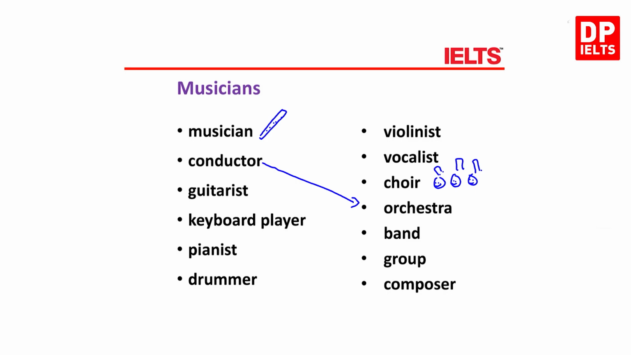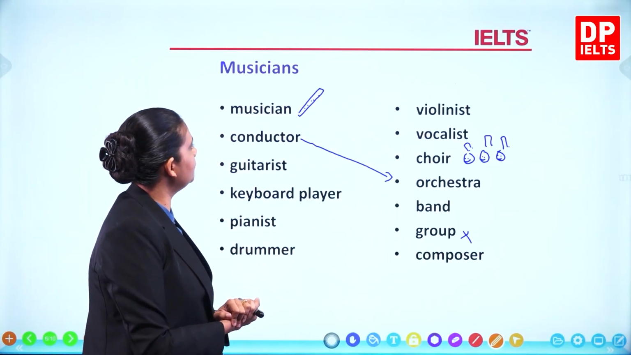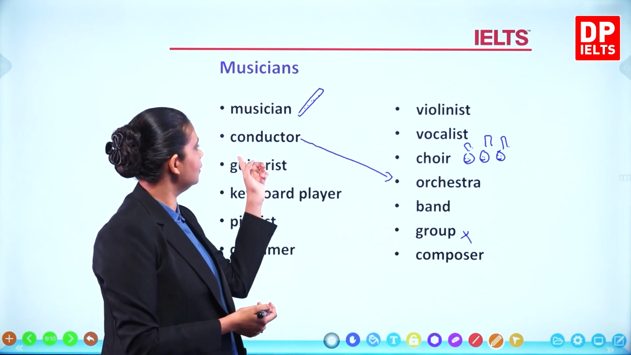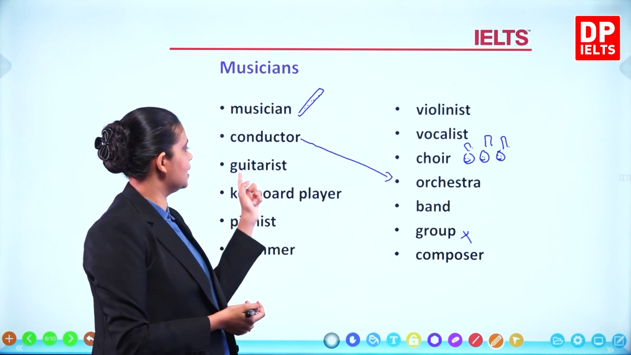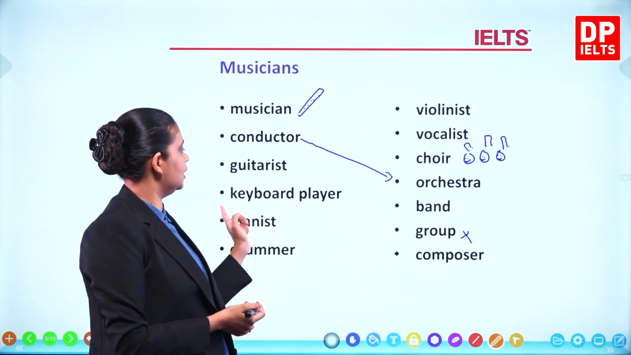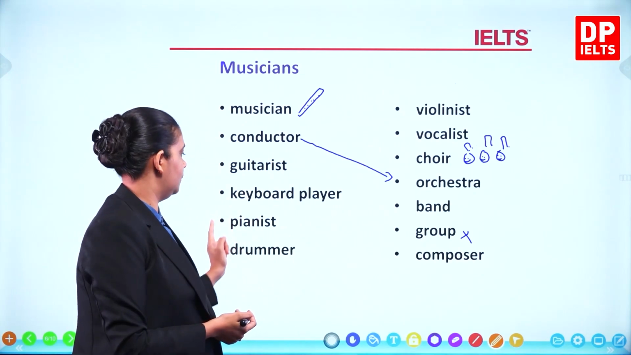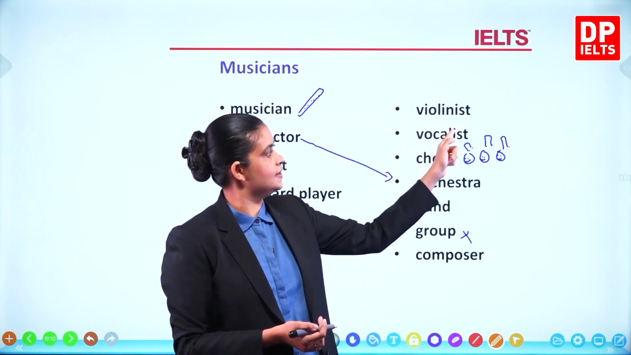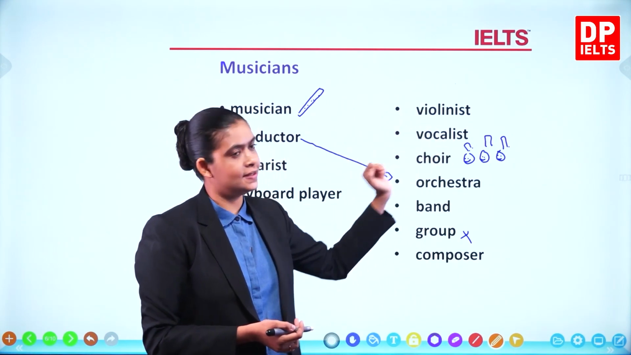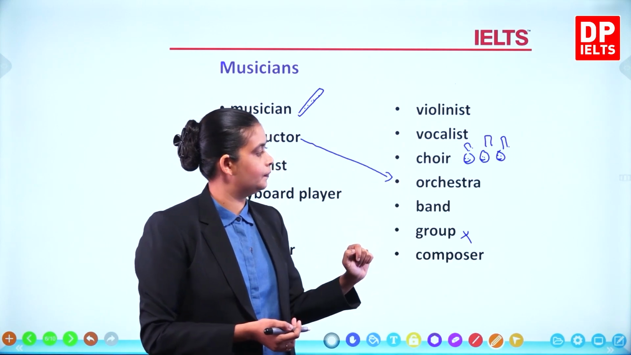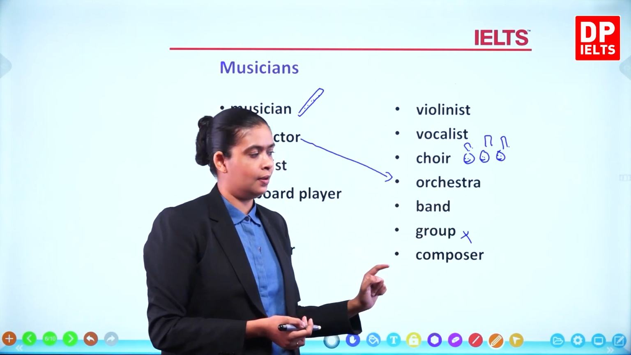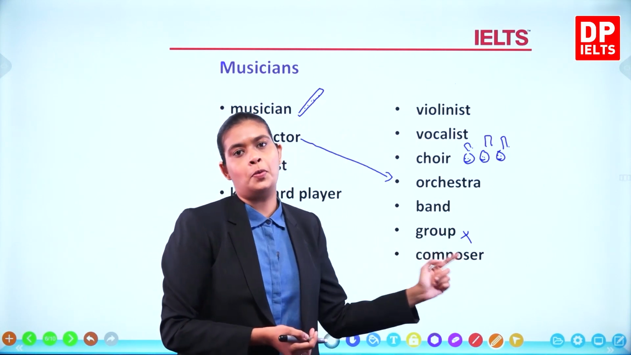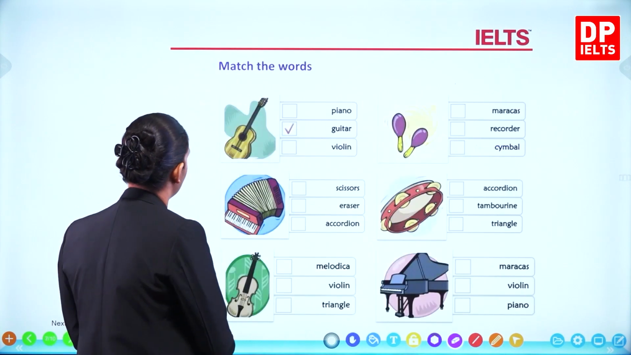Okay, so let us have a look at the pronunciation. Musician, conductor, guitarist, keyboard player, pianist, drummer, violinist, vocalist, choir, orchestra, band, group, composer. Right, so let us have a look at the next one.